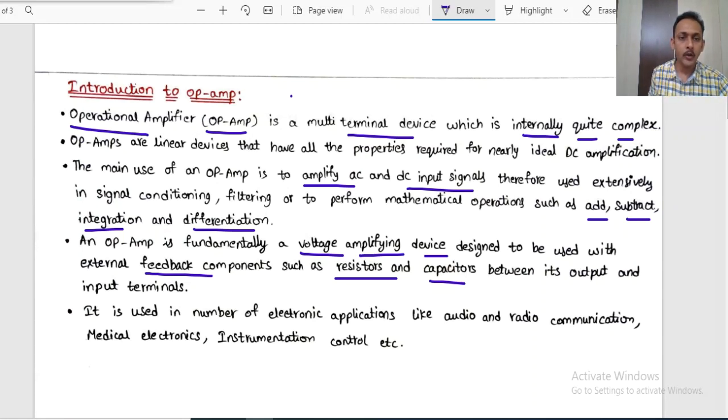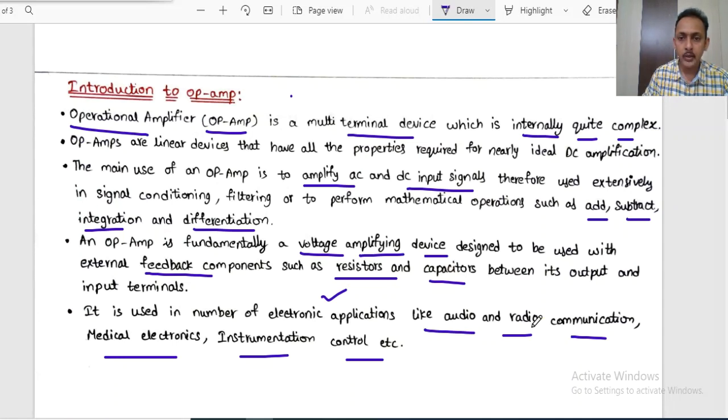And also we are going to use this op amp in a number of electronic applications like audio and radio communication systems, medical electronics equipment, and also for instrumentation and control purposes. So out of this entire discussion, the key points are: it is a multi-terminal device, its main purpose is to amplify the AC and DC input signals, and it is a voltage amplifying device.